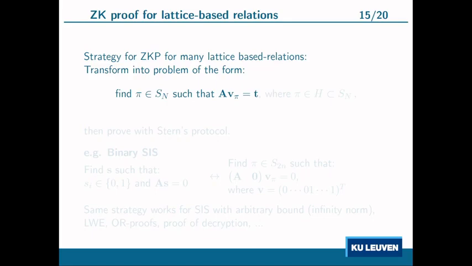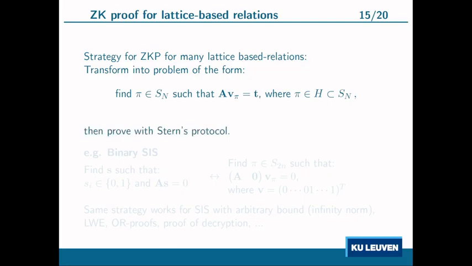This problem is very similar to the permuted kernel problem, except that now on the right-hand side, we have a non-zero target instead of 0. Sometimes there's an additional constraint where we demand that the permutation pi lies in some subgroup of the permutation group. Then the next step is to prove that you know a solution to this problem with Stern's protocol.